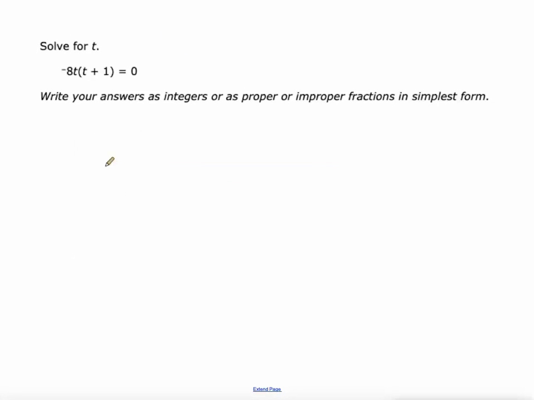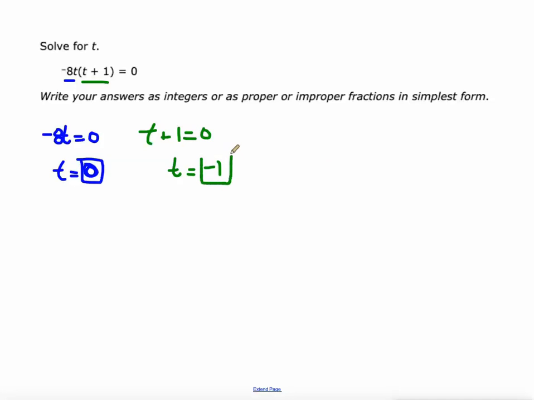One more. This one's kind of interesting. Either -8t is 0 or t plus 1 is 0. If -8t is 0 and you divide both sides by -8, you get t equals 0. So that's one possible solution to this equation. If t plus 1 is 0, and then you subtract 1 from both sides, you get t could be -1. So t could be 0 or t could be -1.